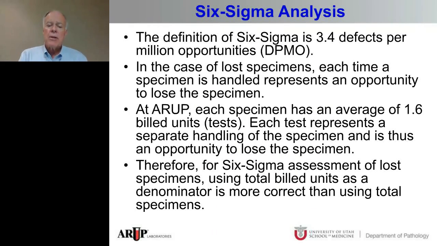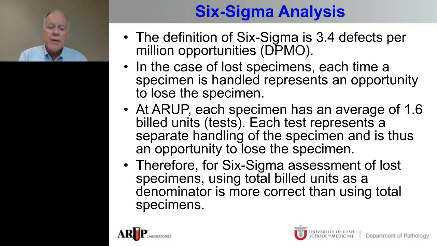So we've talked a bit about Six Sigma analysis, and I've given you the definition already of 3.4 defects per million opportunities. In the case of lost specimens, each time a specimen is handled is really an opportunity that the employee could misplace it or lose it. And since our laboratory has an average of 1.6 build units or tests per specimen, it's really each test that represents an opportunity to lose the specimen, because each test is a separate handling of that specimen.